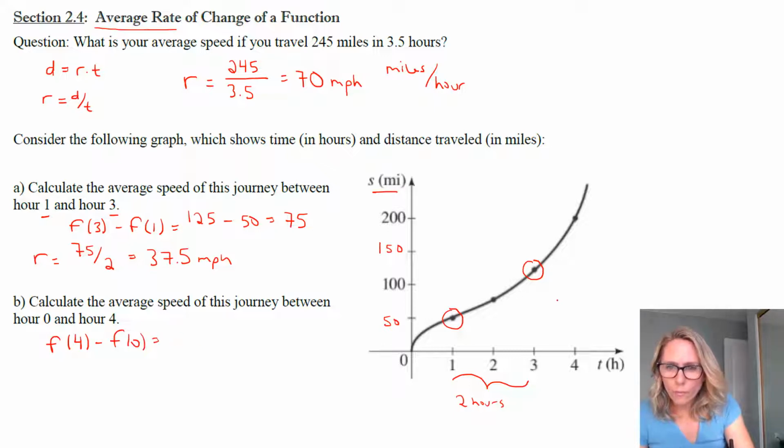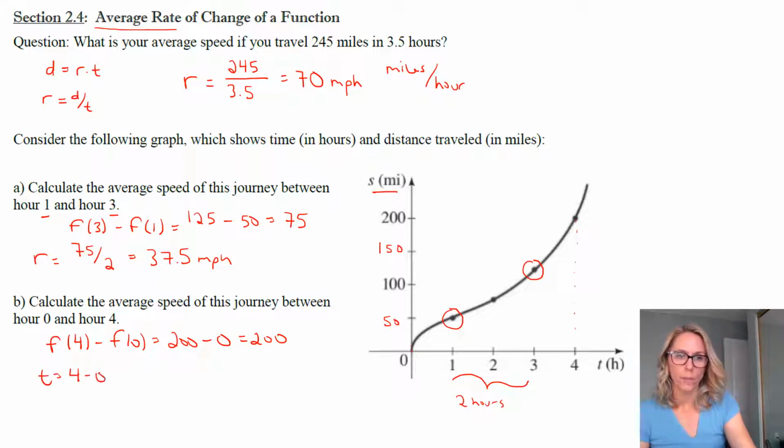All right, so my f of 4, let's see, oh yeah, that looks pretty legit there at 200. And f of 0 looks like a 0. So the change in that distance is 200. And then of course the time is 4 minus 0. So that's just over the course of 4 hours. So our rate here, our average speed, looks like 50 miles per hour.